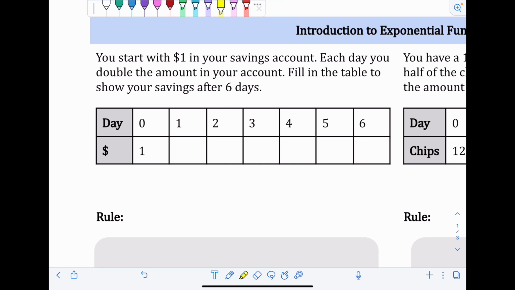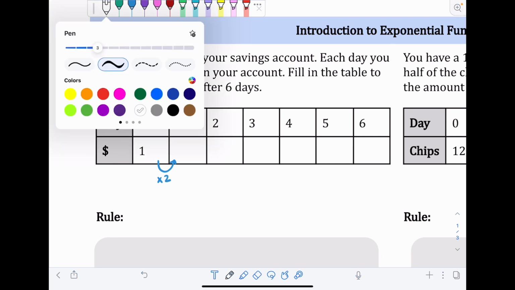So that first spot on the table is already filled in for us. It's saying on day 0 we have $1 because that's where we're starting, and then it says that each day we are going to double the amount in our account. So if I start with $1 and then I double it, that means I'm multiplying it by 2. So double means multiply by 2.